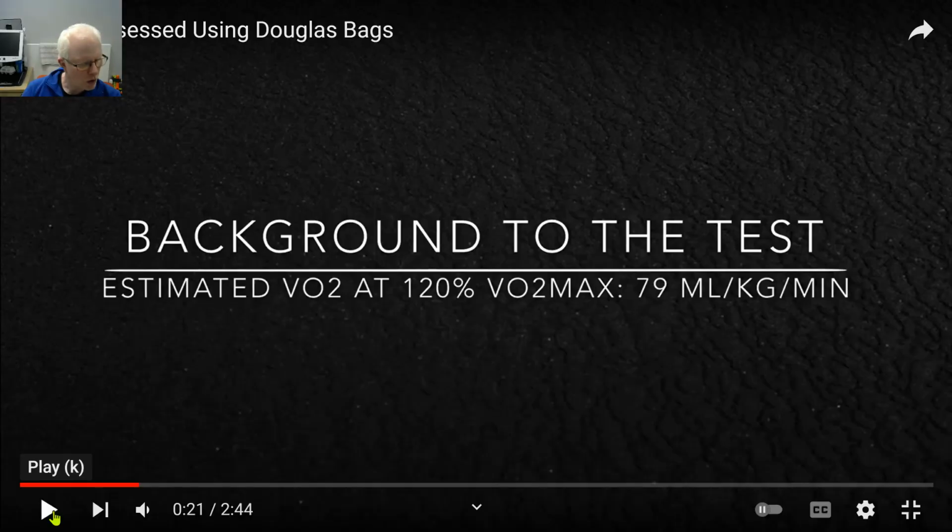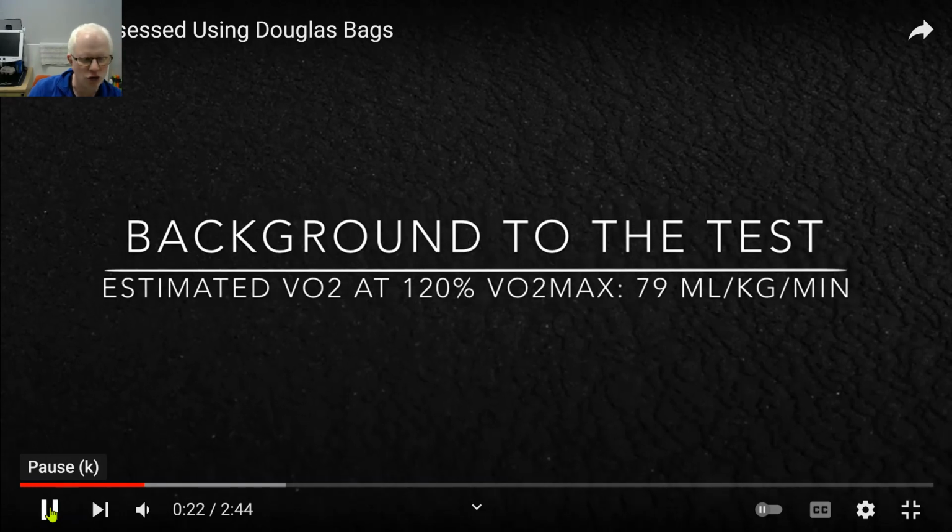So we now know what our ceiling is. Remember, you can't have a VO2 in this individual of 79 mils per kilogram per minute. It's not possible. But that's the theoretical cost. The estimated power output at 120% VO2 max, remember 320 at VO2 max, is 384 watts. So that's the power output they're going to work at.